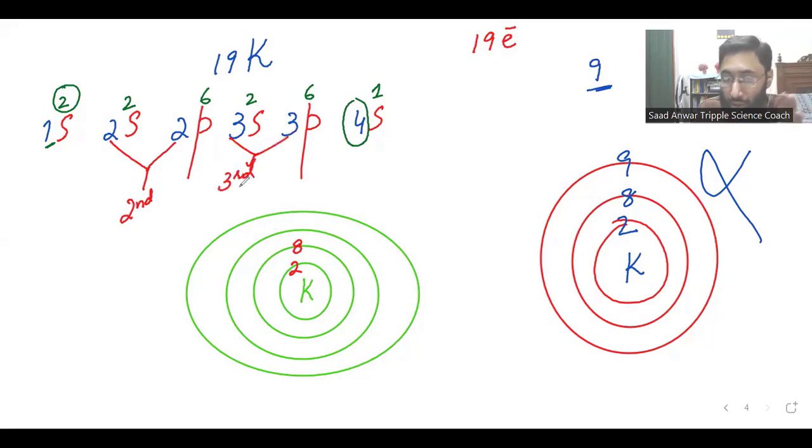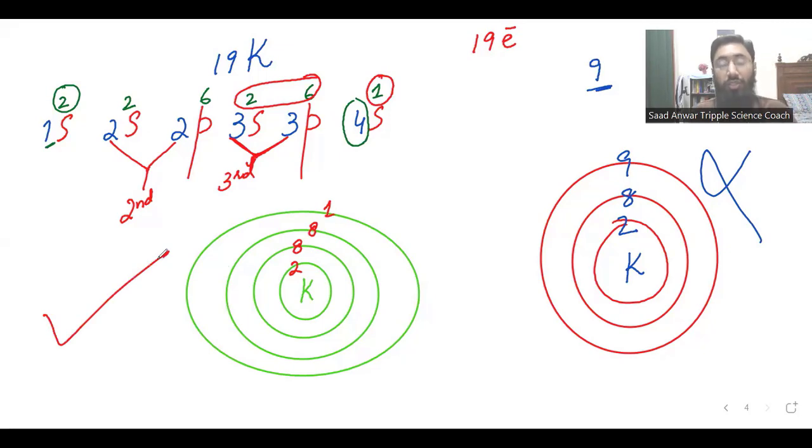Any idea how many electrons should I put in the third shell for potassium now? 8. Ali, you are right. Yes. You see, this 3 makes the third shell and it has 2 plus 6. So I need to put 8 electrons here. And in this fourth shell, I need to put 1 electron. So this is the correct electronic configuration. This is the correct electronic arrangement of potassium.